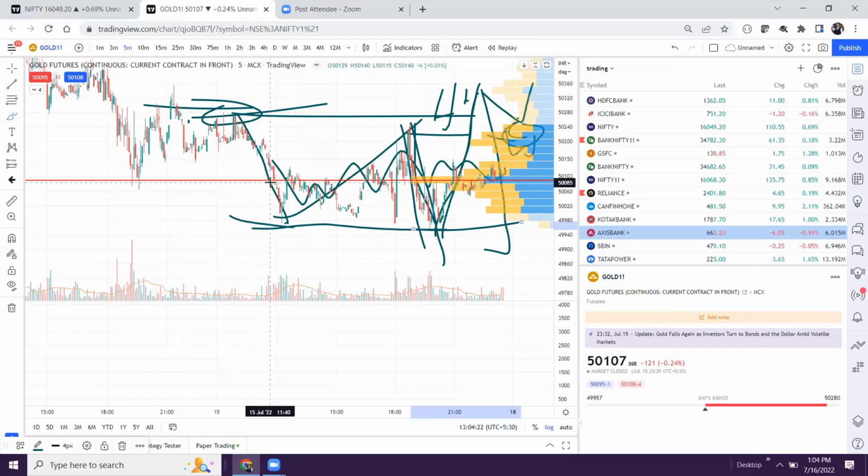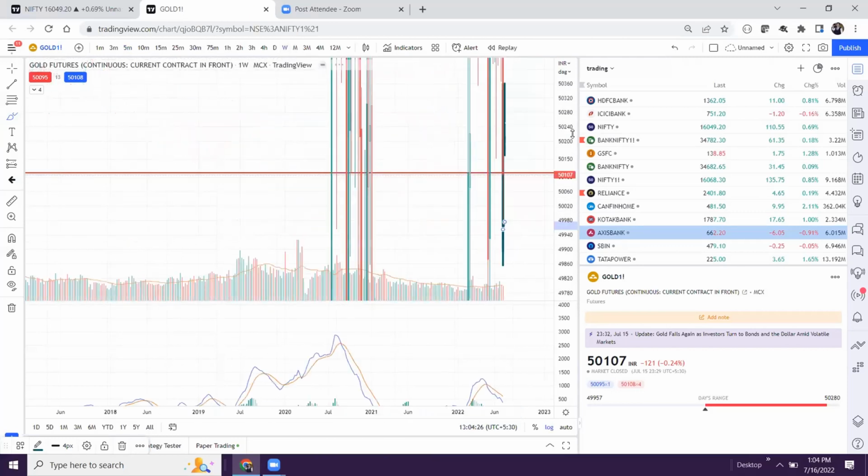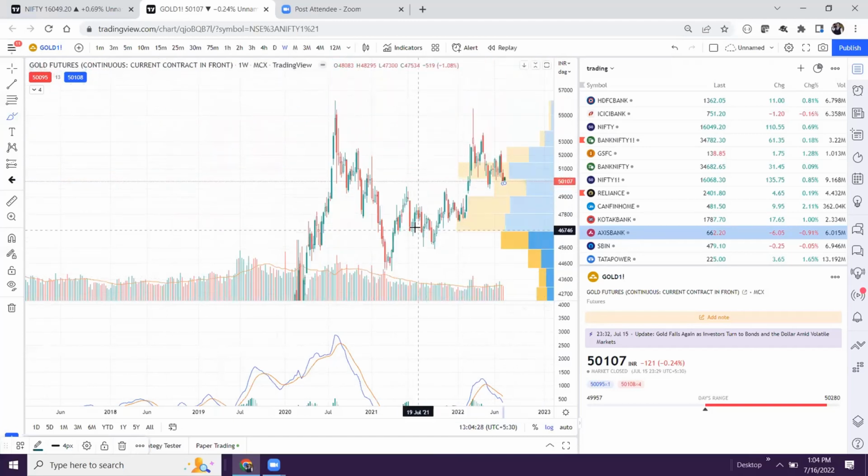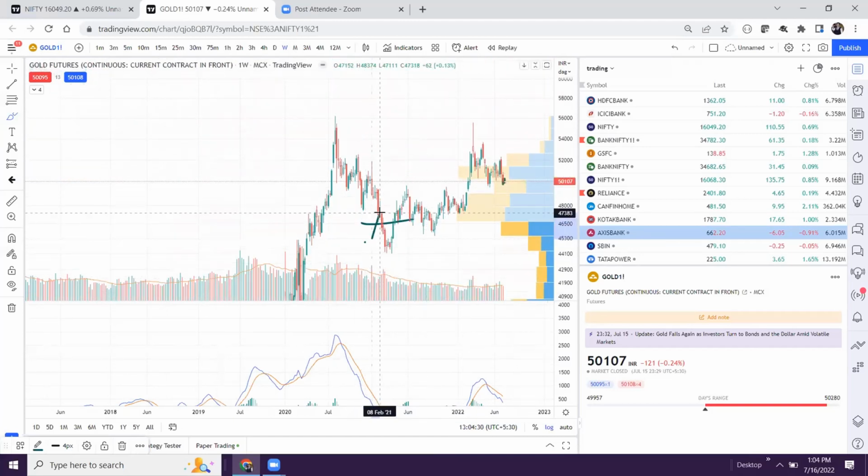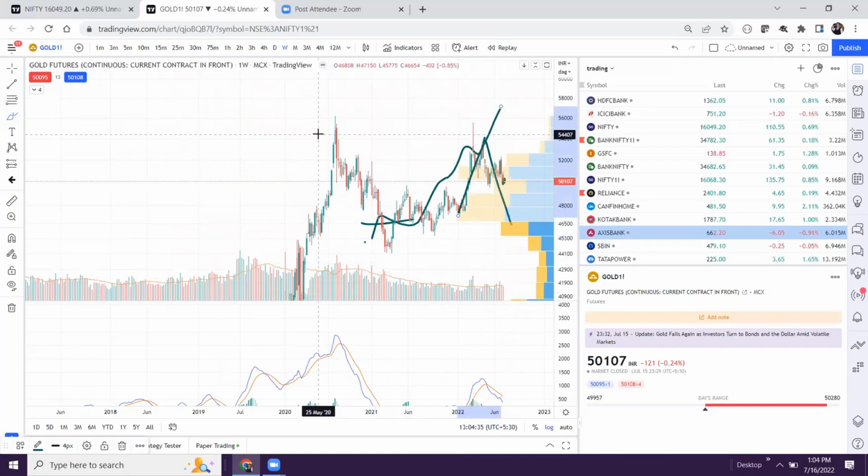Actually trading happens on this, but where Elliott helps us, it helps us to form the view. Like if I have to invest, I can see this is a correction and I'm expecting one more leg down. Even if it goes up, I will not invest because my view is that it will go down. Right?